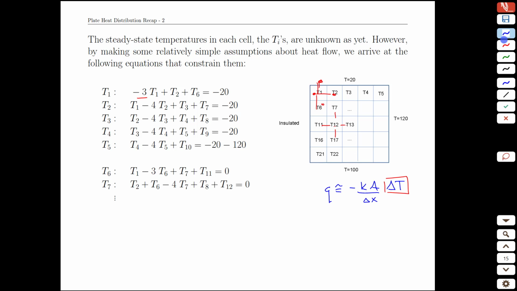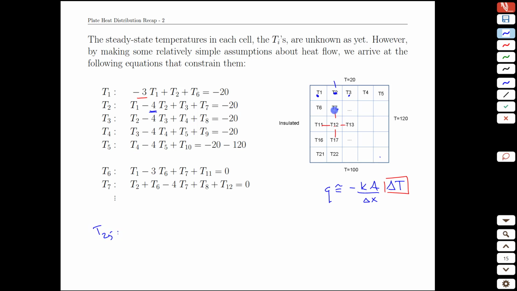Same thing for T2. There's no insulated wall with T2, so it has 4 neighbors. We'd add a T1, add a T3, add a T7, and we'd have an add 20 degrees for the outside. Oh wait, we move it to the right-hand side because we're going to put this in matrix form, so we have a -20 in that heat balance equation. And we can systematically write out the equation for every single cell all the way down to T25.